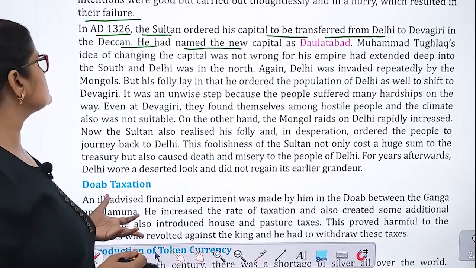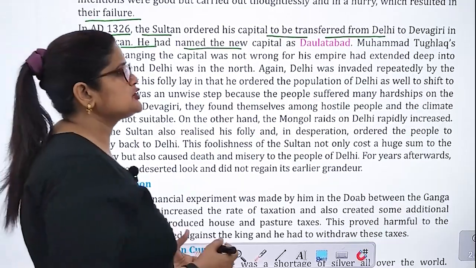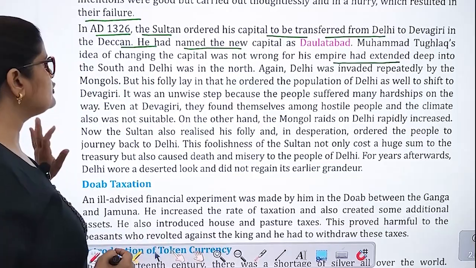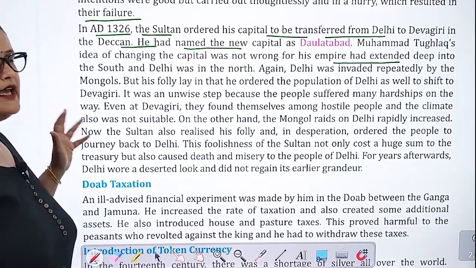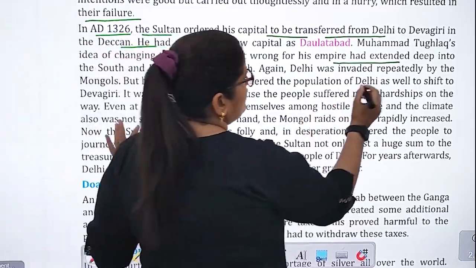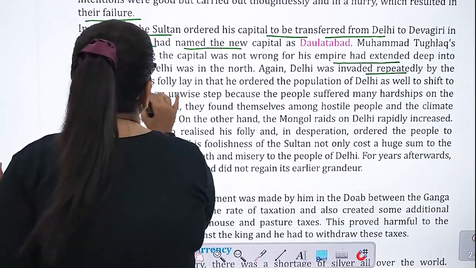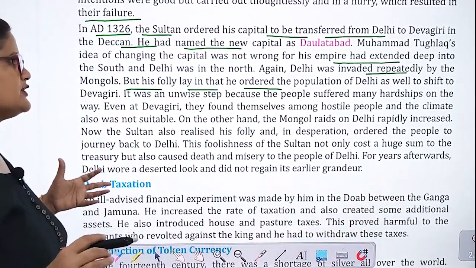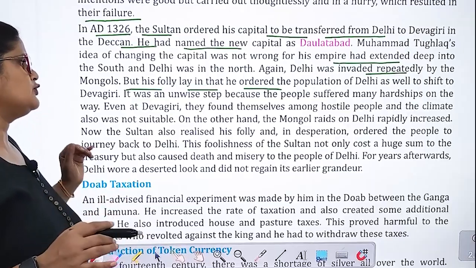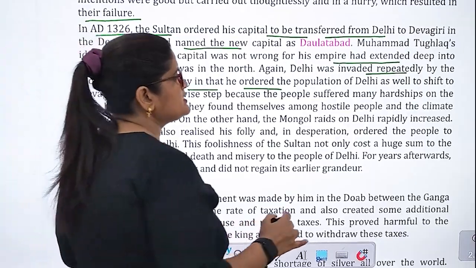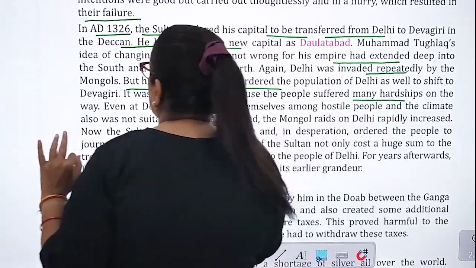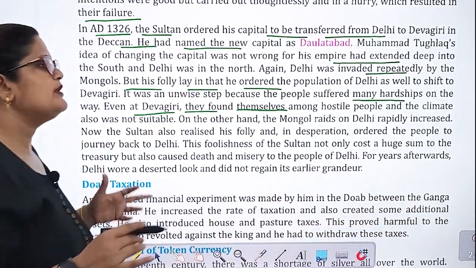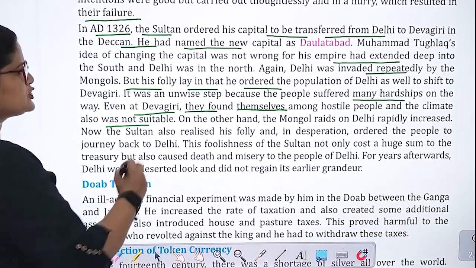So Muhammad Tughlaq's idea of changing the capital was not wrong, for his empire had extended deep into the south and Delhi was in the north. Again, Delhi was invaded repeatedly by the Mongols. But his folly lay in that he ordered the population of Delhi as well to shift to Devgiri. It was an unwise step because the people suffered many hardships on their way, and even at Devgiri they found themselves among hostile people and the climate also was not suitable.